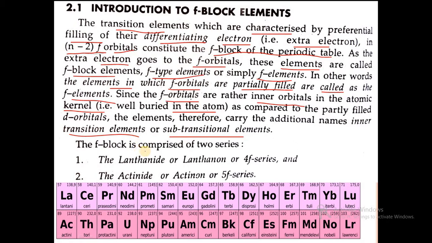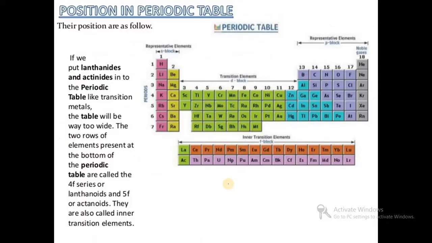The f block elements comprise two series. The first is lanthanides or lanthanons or the 4f series, and the second is actinides or actinons or the 5f series. So these are the lanthanide series and the actinide series. Next we will see the position in the periodic table.